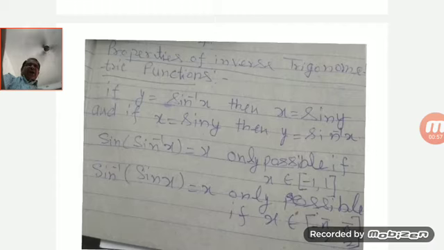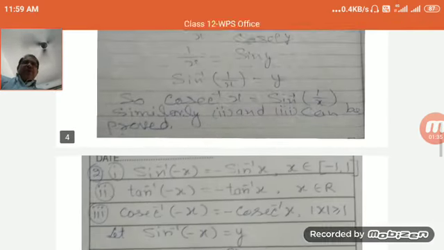Sine of sine inverse x is equal to x if x belongs to the closed interval -1 to 1, and sine inverse of sine x is equal to x if x belongs to the closed interval -pi/2 to pi/2. So don't forget the difference between these two properties, because in both the properties the intervals are different. Okay, now we have to take the next property.